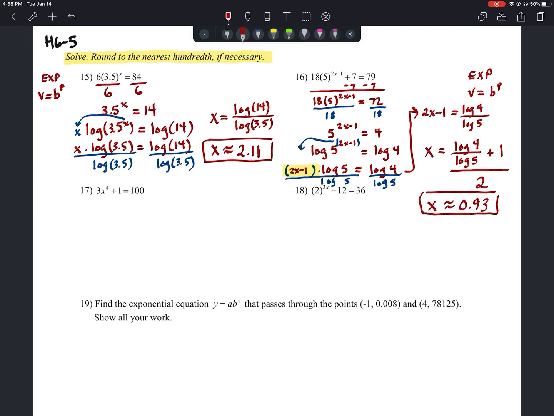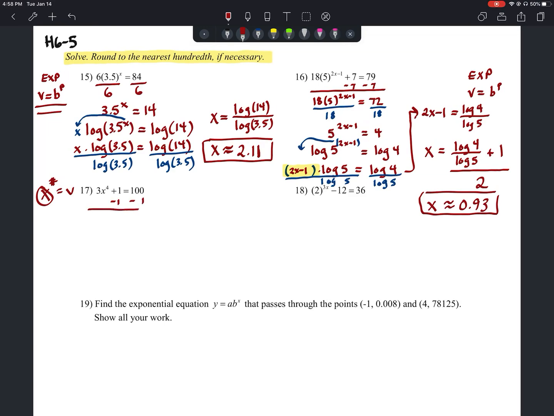And then 17 and 18 are just back to some power equations here. So we're going to take this and we need to get it to where we've got our x to some power, some number here is going to equal some value. So it's very similar to what we had up here with our exponential ones, except now our variable is the base.